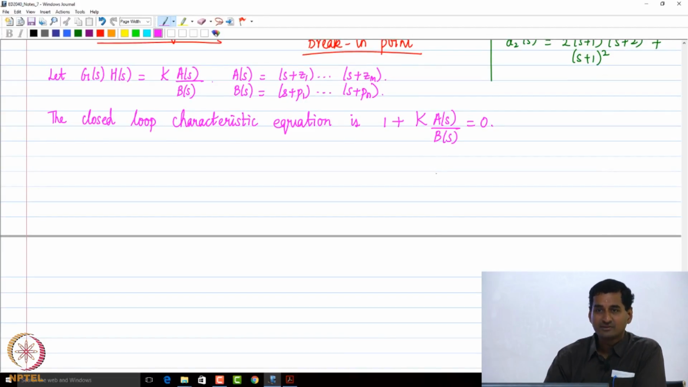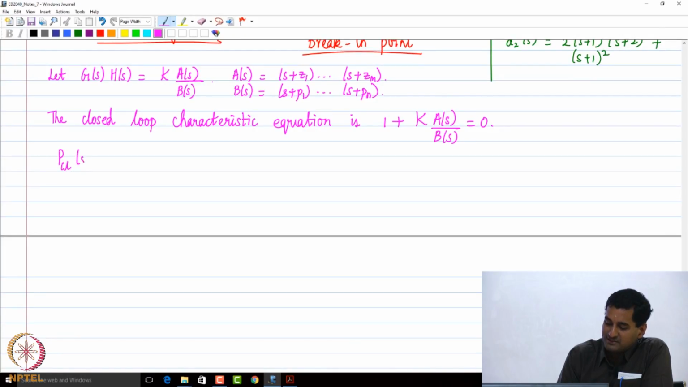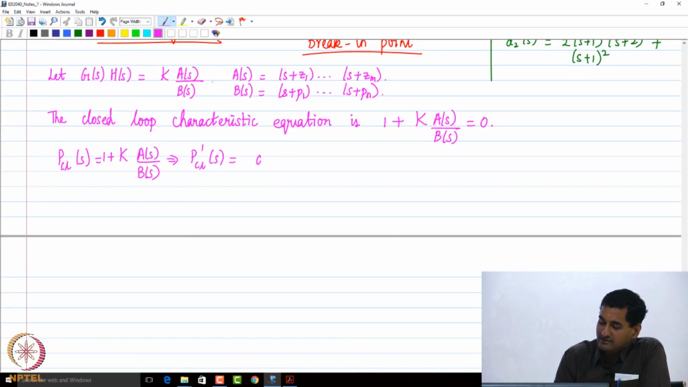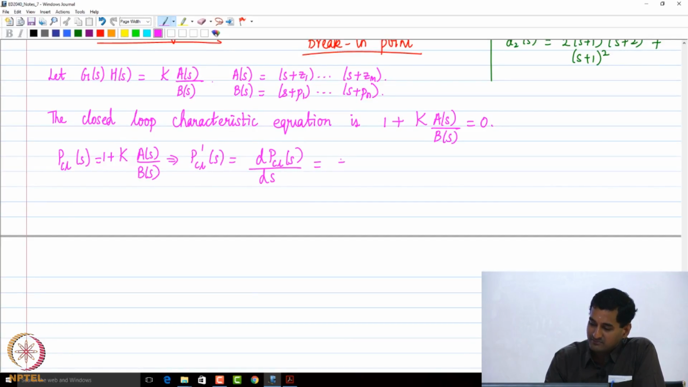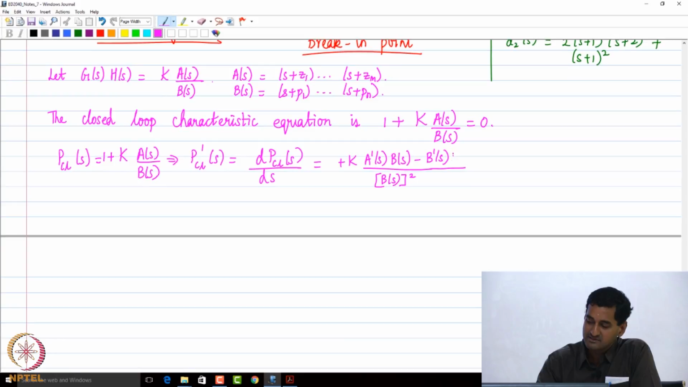Derivative is going to be 0, right? So my closed loop characteristic polynomial, let me call it PCLS, is of course equal to 1 plus k a of s over b of s, right? So this implies that the derivative, what I mean by prime is nothing but dPCLS ds, okay, that's what is the meaning. That's going to be equal to k times, and then what do I have? I have b of s square, and then we have a prime of s b of s minus b prime of s a of s is equal to 0, right? Do you agree?